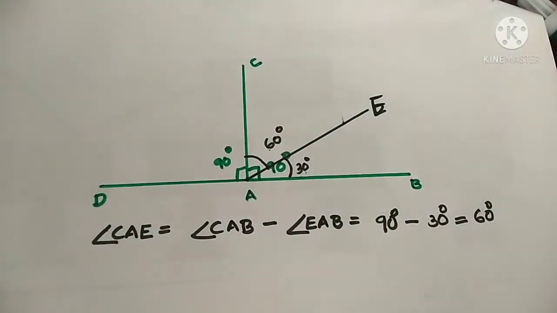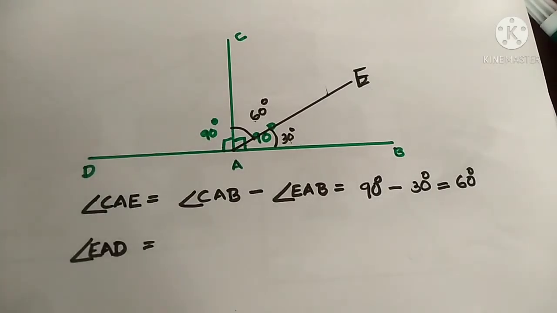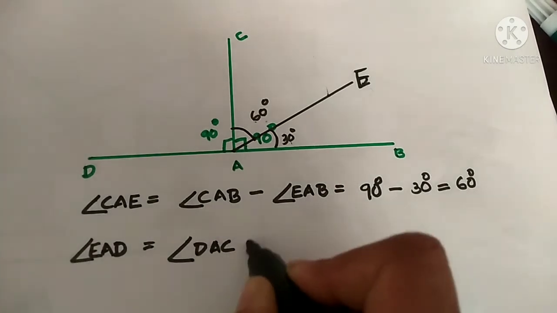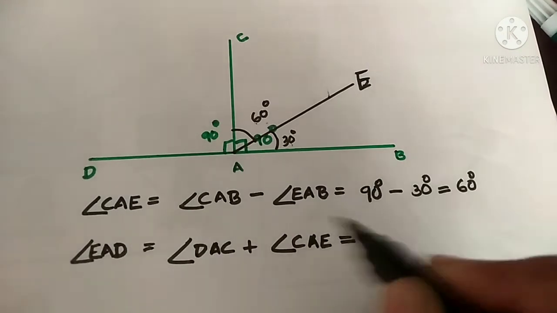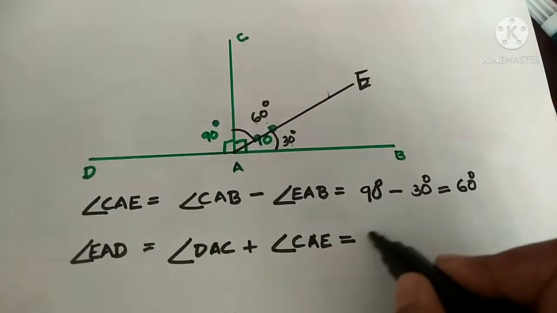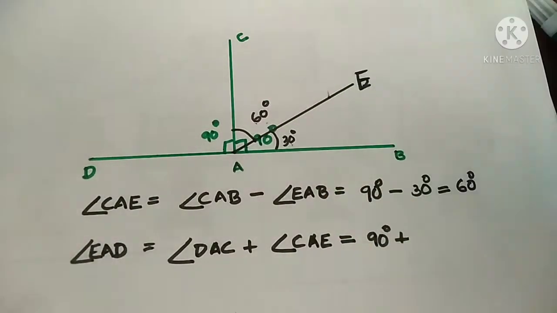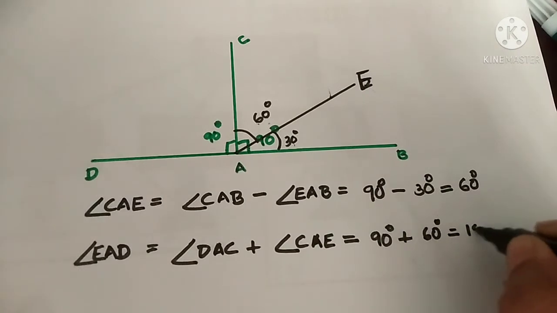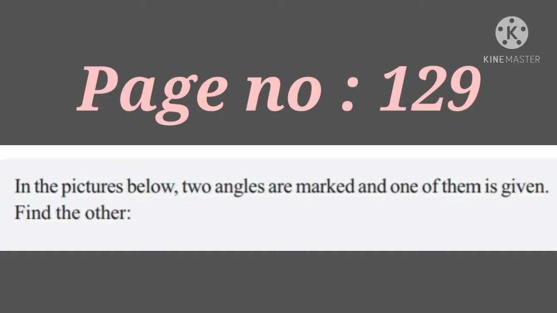Now we can easily find what is angle EAD. Angle EAD is equal to angle DAC plus angle CAE, that is equal to DAC is 90 degree plus angle CAE is 60 degree, that is equal to 150 degree. Now let's do a question on page number 129.